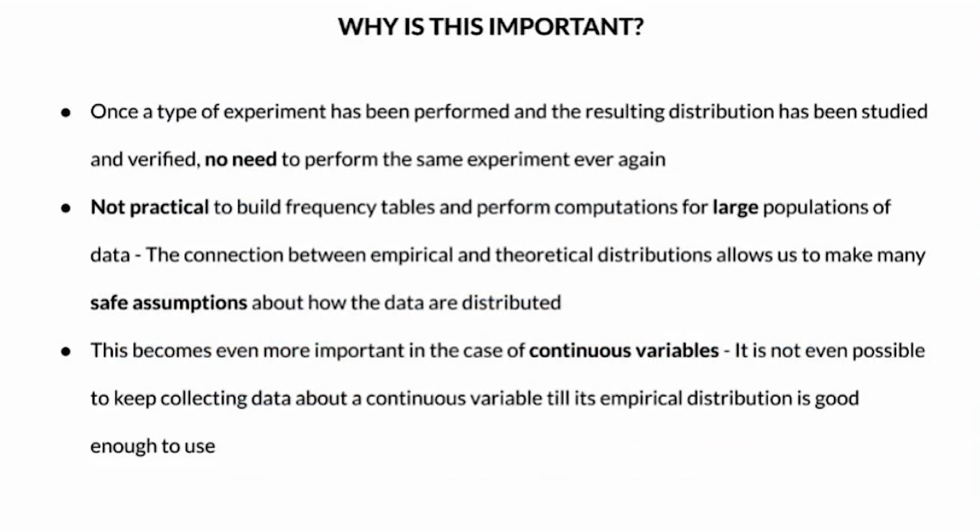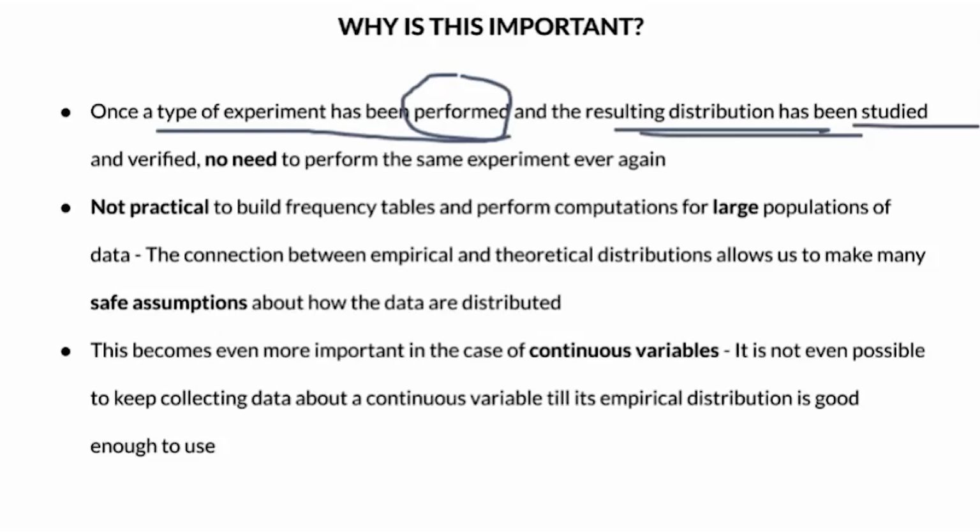Now why is this connection important? Once a type of experiment has been performed enough number of times, and you have a resulting distribution which has been studied and verified, you don't need to perform the same experiment ever again. People in the past have done this. They have rolled a lot of dice, they've tossed many coins, and they've done all sorts of experiments just to verify whether these things match the theoretical claims, and they do. That's quite an interesting point.